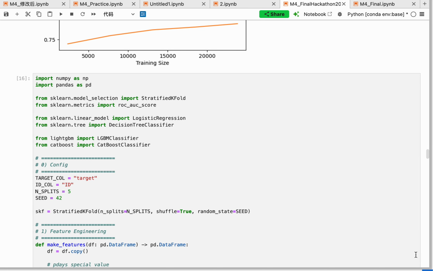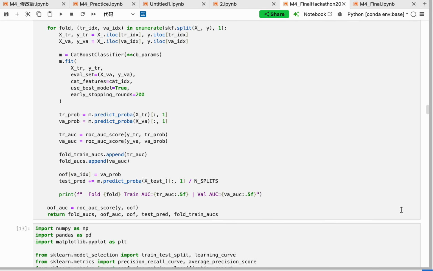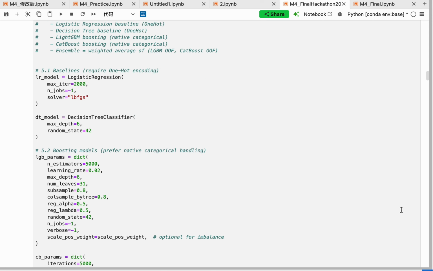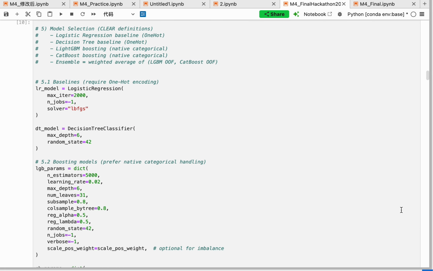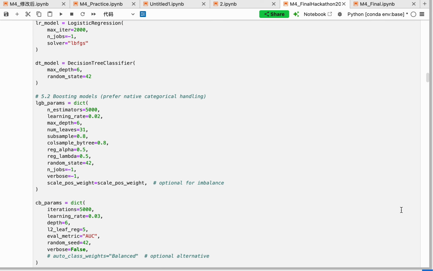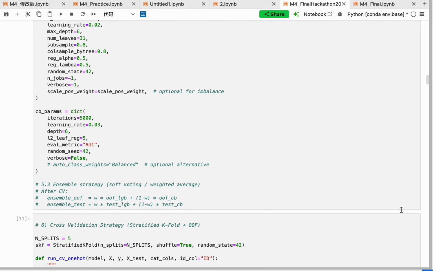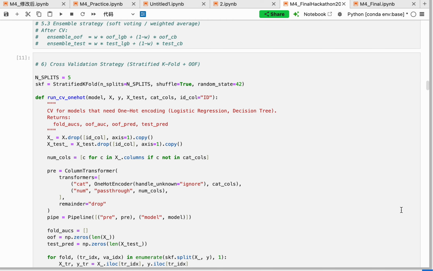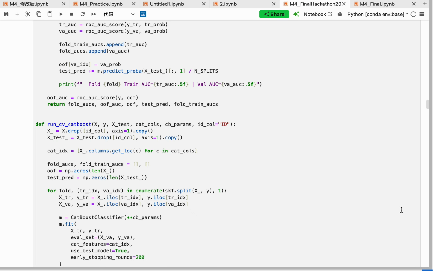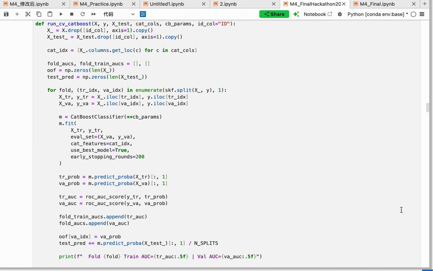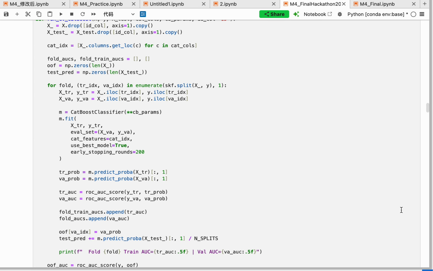First is the data exploration and also feature engineering, handling the imbalance and selecting the features, then model selection, and also cross validation, evaluation, bias variance diagnosis, threshold tuning, and ensemble optimization. Each step was designed not only to improve the performance, but also to diagnose the model behavior.